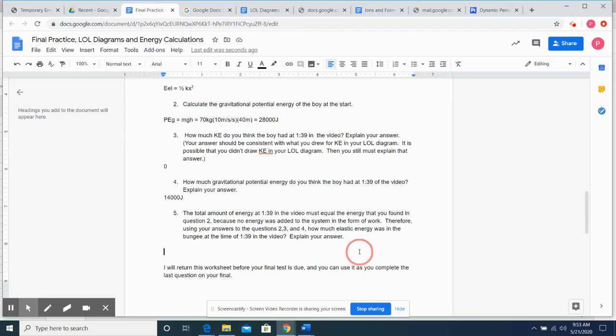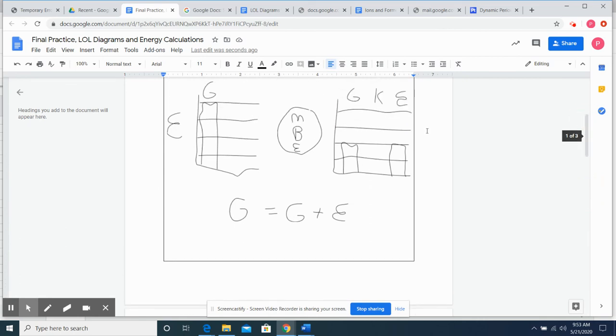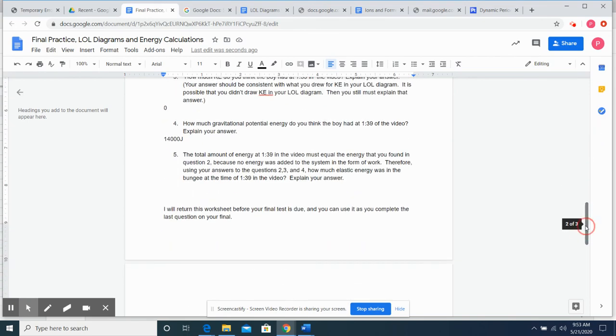And then it also says how much elastic energy was in the bungee. Well, how much is left over in my drawing? 28,000 joules of gravitational potential energy here. There's still 14,000 joules at the end. So how much leftover elastic energy could there be? Well, it has to be half of what was originally there. All right, so I'm going to write 14,000.